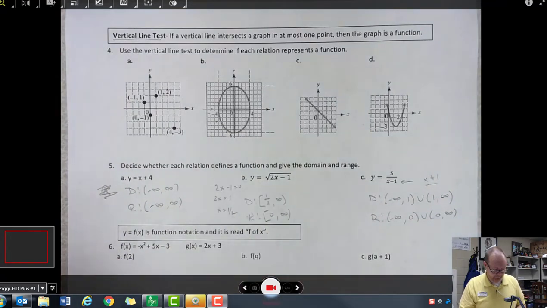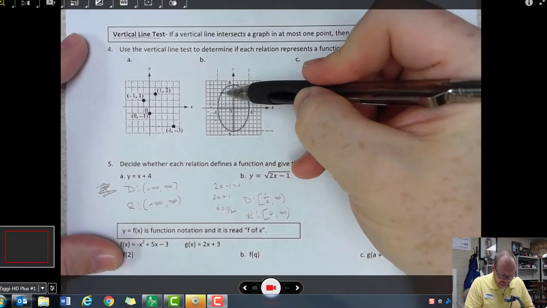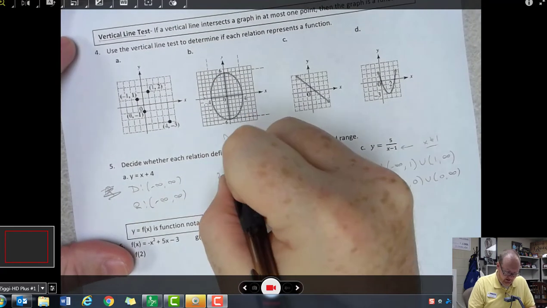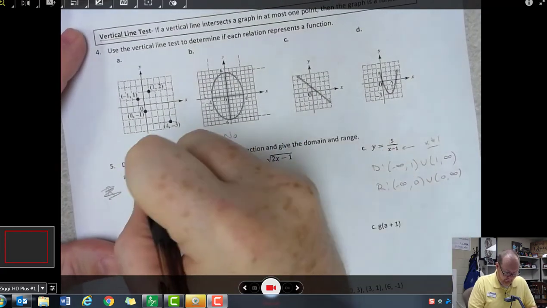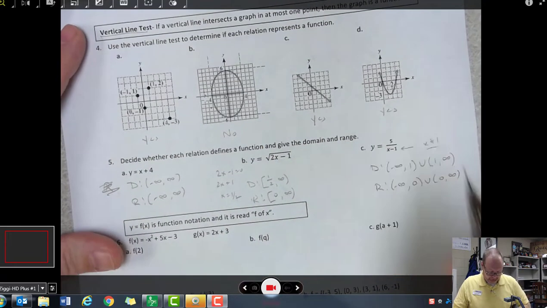So clearly on letter B, those x's repeat. I've got, say, negative 3 in this point, and I've got negative 3 in this y point. So that one is not a function. But I think the rest of these pass the vertical line test.